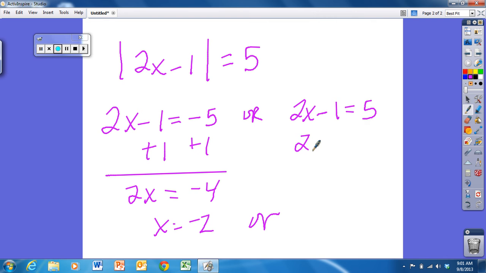So either x equals negative 2 or x equals 3. If you plug in negative 2, this is going to be negative 5, and the absolute value of negative 5 is 5. If you plug in 3, that's going to be positive 5, and the absolute value of positive 5 is 5. So x could equal either of these two numbers. Okay, so we would write that in set notation like this.